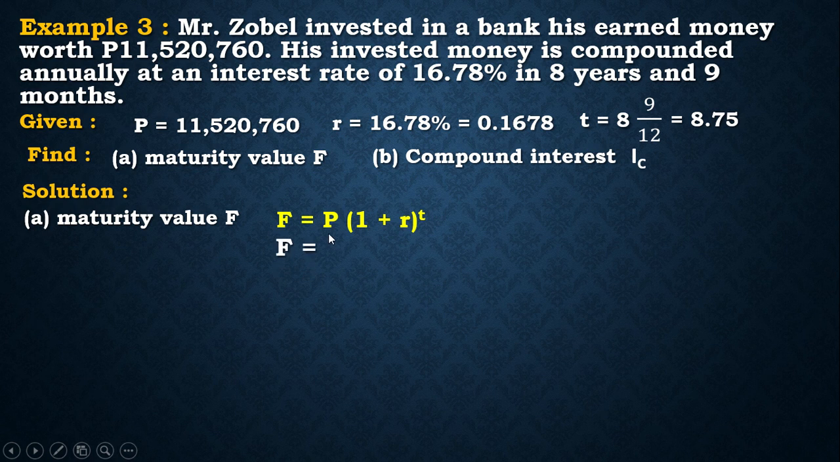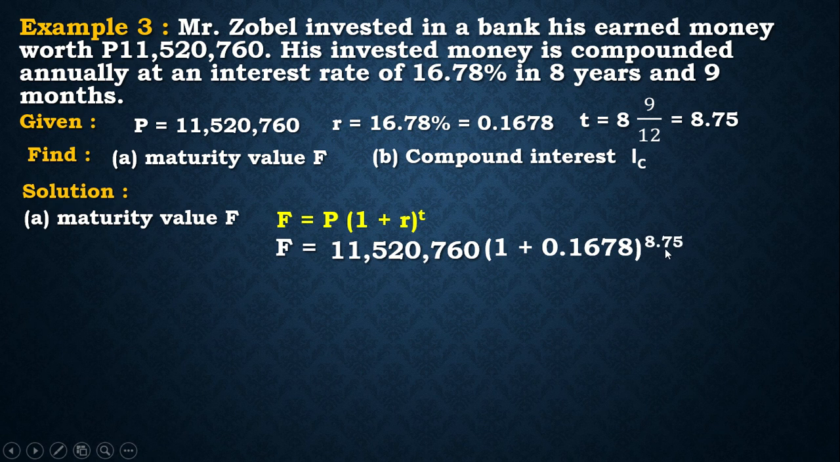So we have to substitute P, and that is 11,520,760 multiplied by 1 plus 0.1678. So sinubstitute po natin yung R, ito po siya. So ang 1 po dito ay constant. And then raised to 8.75. Yung term or time ay equivalent to 8.75. So ito po.